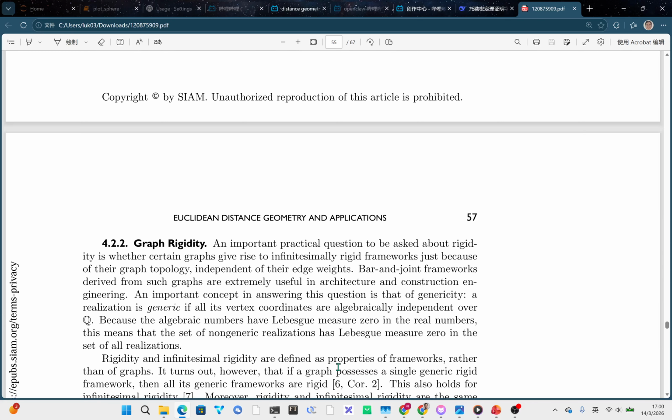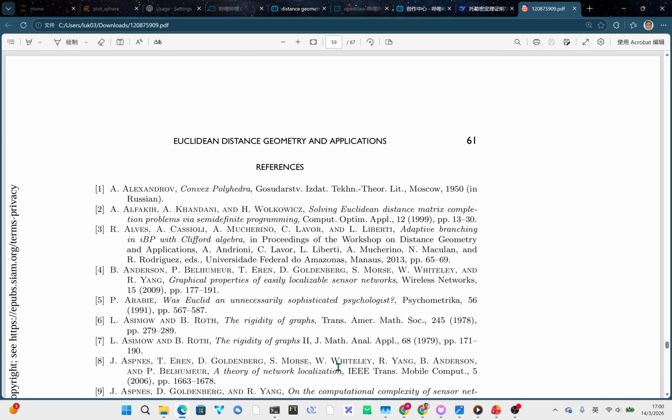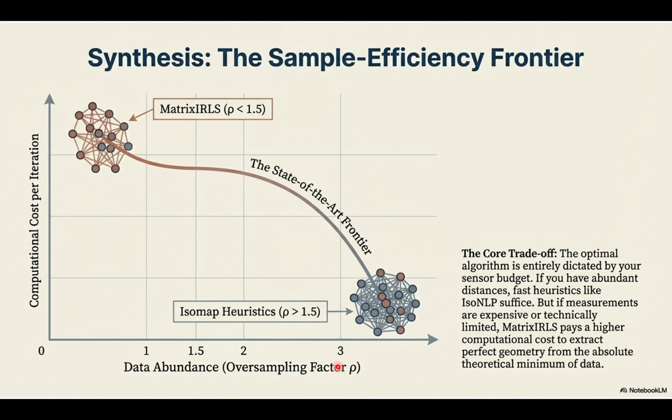Right. The sources feature test instances of this, like reconstructing the Tour-oral protein backbone and a protein called 1-BPM. And this is where we see the sheer miracle of matrix IRLS in action. The algorithm reconstructed the exact geometry of protein 1-BPM. Wow. And to verify that it actually worked, the researchers had to align their reconstructed molecule to the known ground truth model of 1-BPM. Okay. They used something called an orthogonal Procrustes transformation.